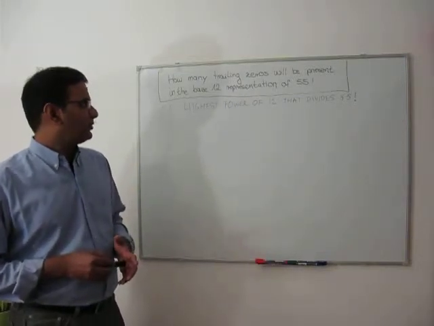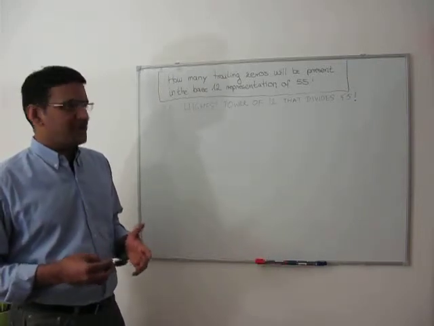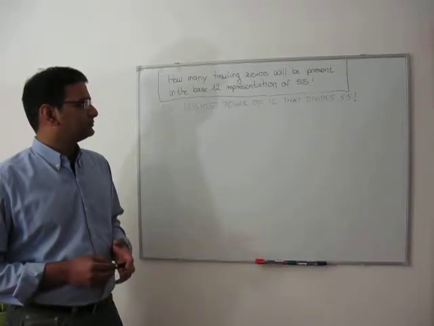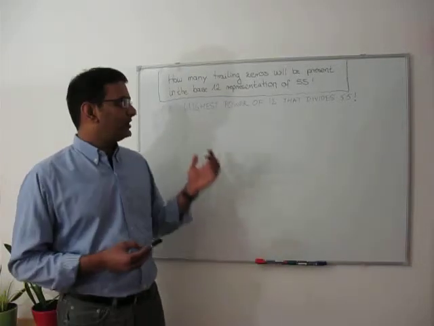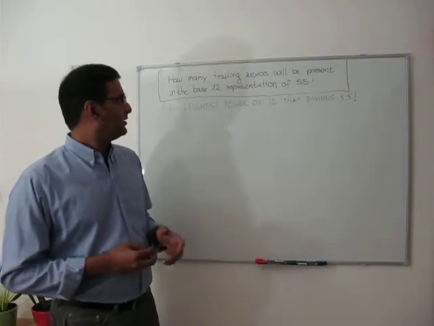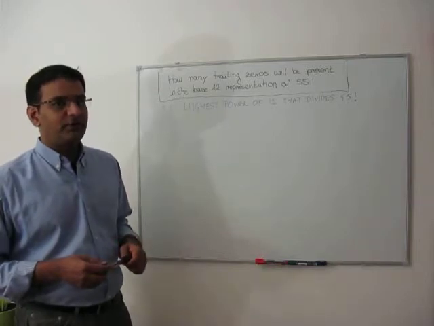The question reads as follows. How many trailing zeros will be present in the base 12 representation of 55 factorial? Take a minute to read the question again and to absorb the information.